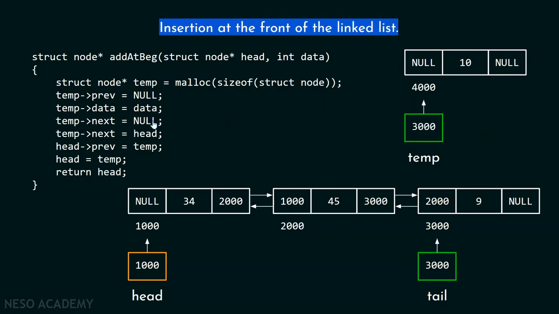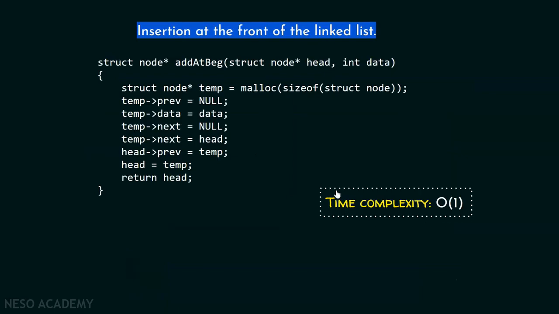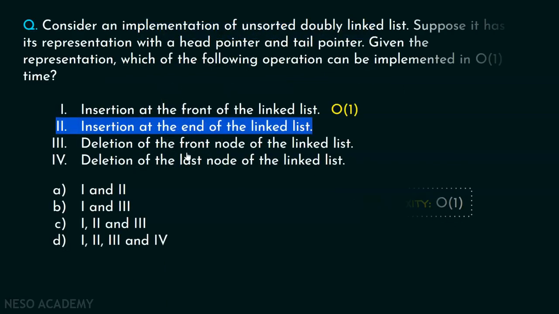Okay. After this, we are updating the next part of this node so that it can point to this node, right? And we are also updating the prev part of this node so that it can point to this node. And after this, we will simply update the head pointer so that it can point to this node. As simple as that. This whole operation, that means insertion at the front of the linked list, will take constant amount of time. Isn't that so? There is no loop involved. Thus, we can say that operation 1, that is insertion at the front of the linked list, takes constant time.